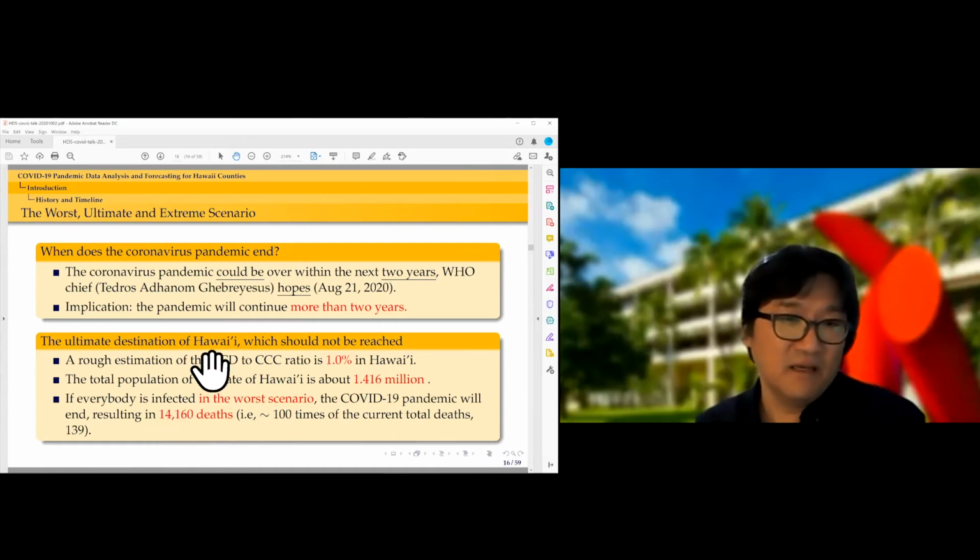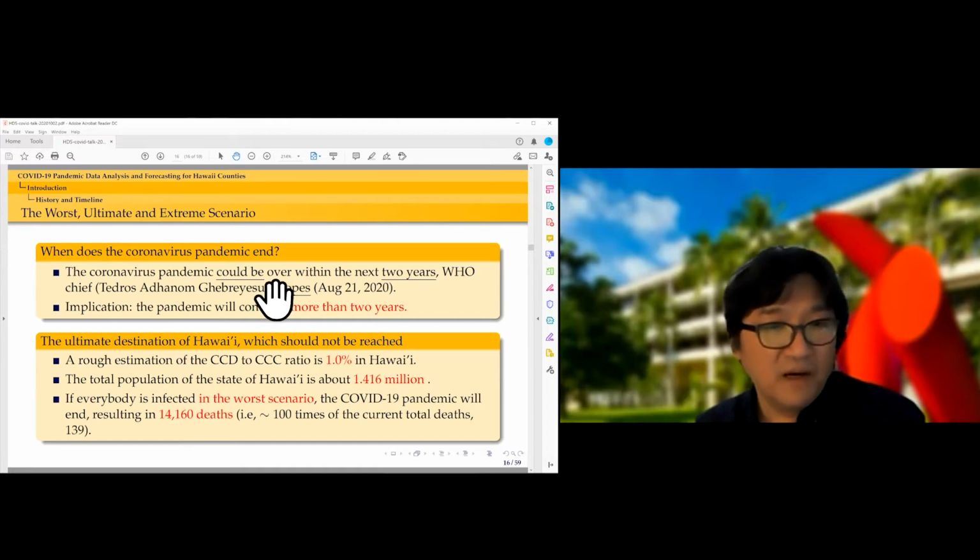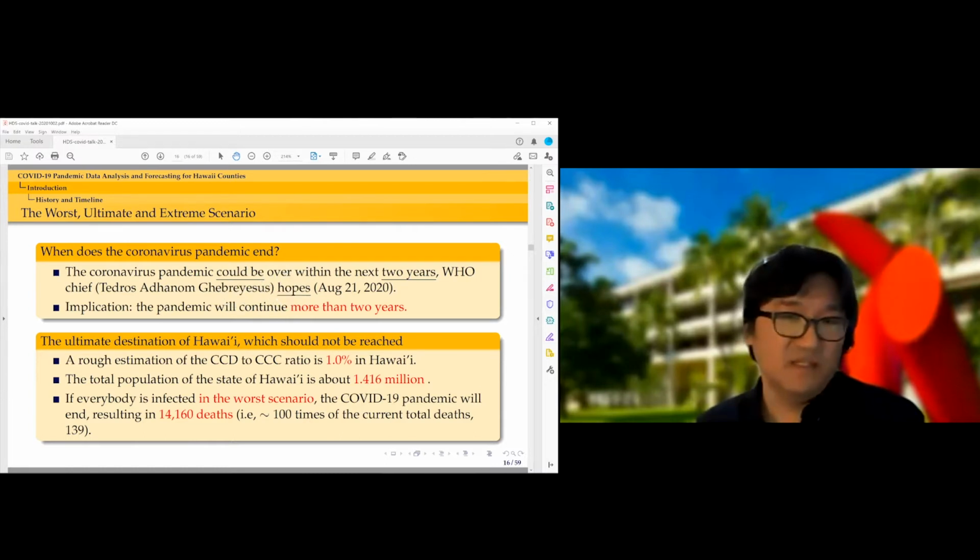But technically, the WHO does not know what will happen. The head said this coronavirus pandemic could be over within the next 2 years. He said it in mid-August. However, it is hope, not a guarantee or expectation, which means it will obviously be more than 2 years. And we actually have to prepare our personal plan as well as education plan better, starting from today.